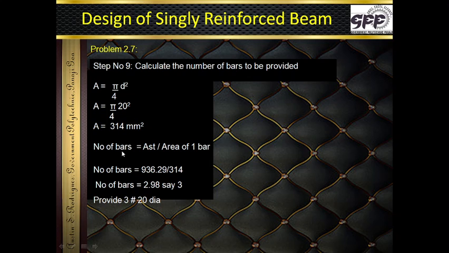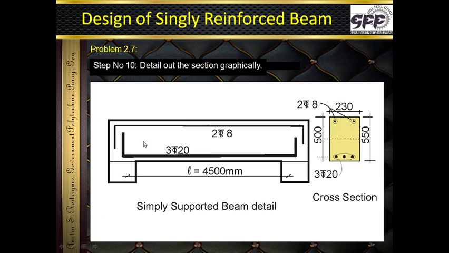What will be the number of bars? Number of bars will be total area of steel required divided by area of 1 bar. So number of bars will be 936.29 divided by 314, which is 2.98. So that means rounded off on the higher side is 3. So provide 3 bars of 20 mm diameter. Having done that, step number 10 is give the detail of the section graphically.